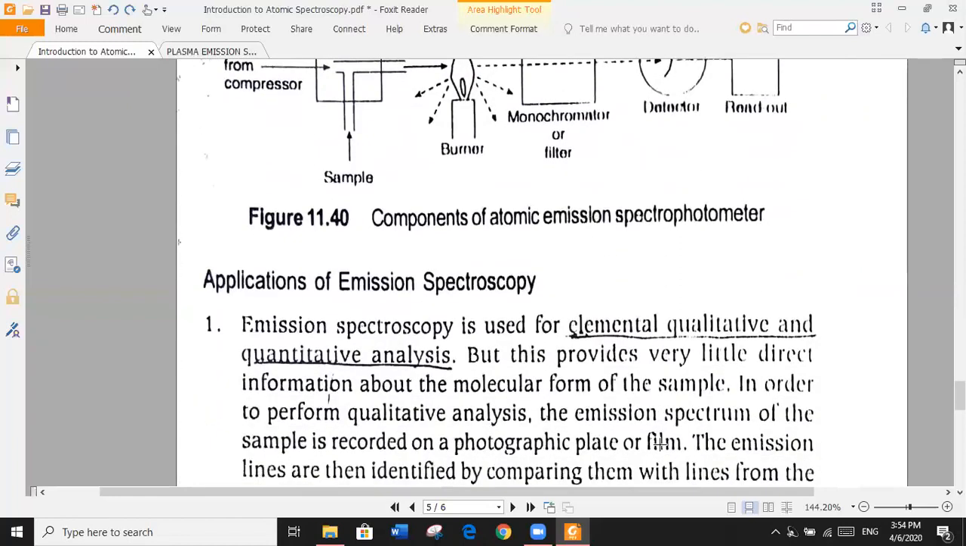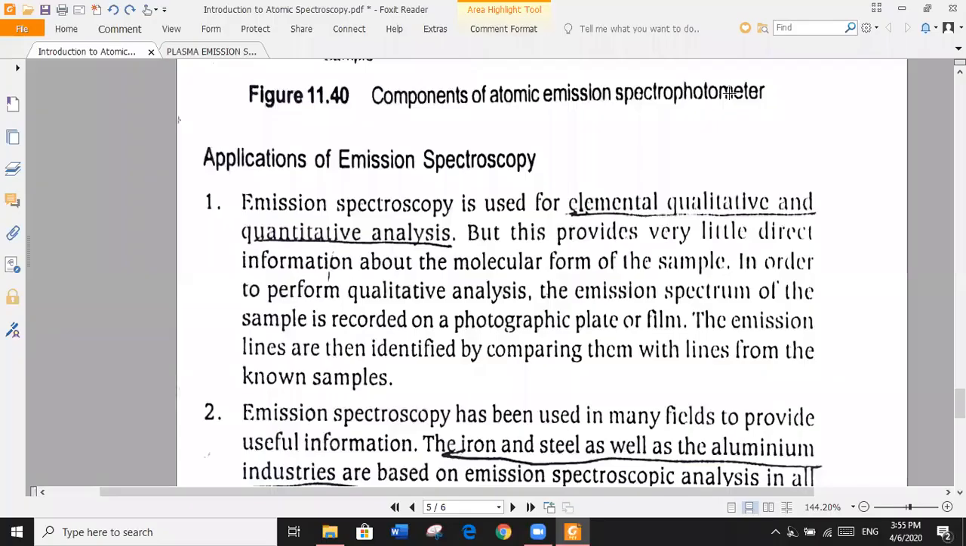Now, applications of emission spectroscopy. Emission spectroscopy is used for elemental, qualitative, and quantitative analysis. But this provides very little direct information about the molecular form of the sample. So we get the idea of the element, but the molecular form of the sample cannot be detected from this method.